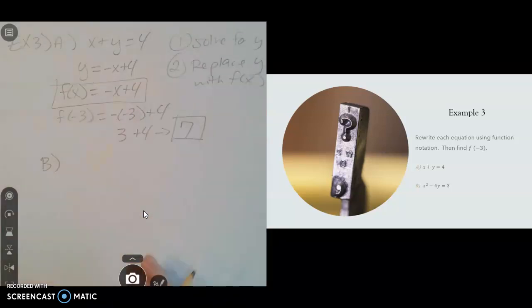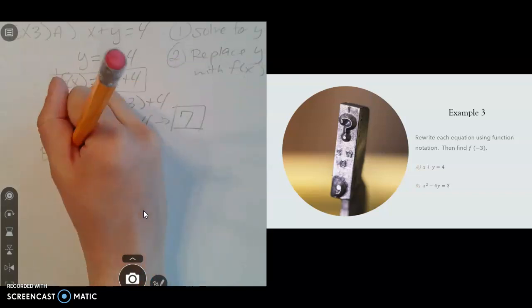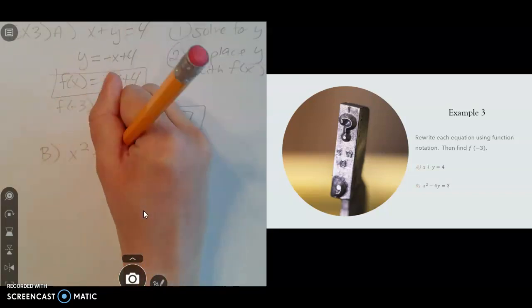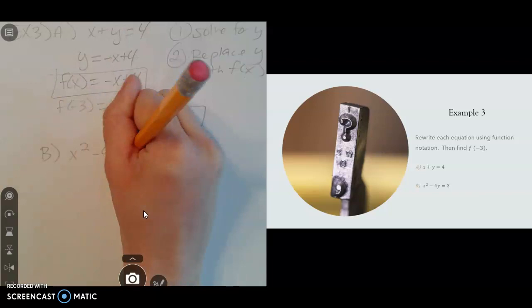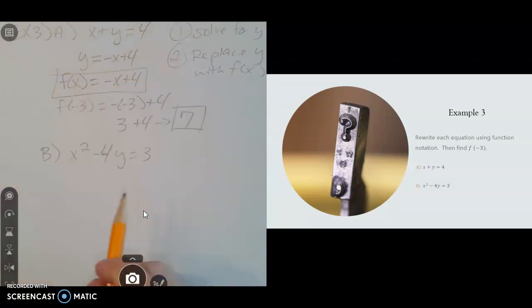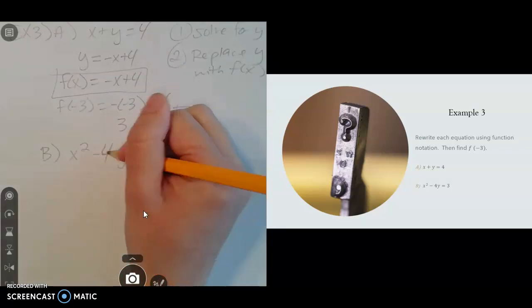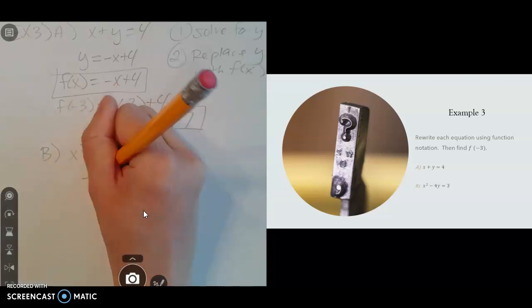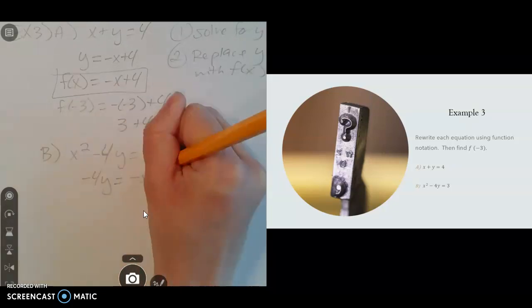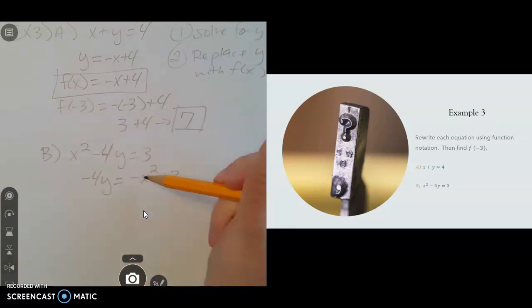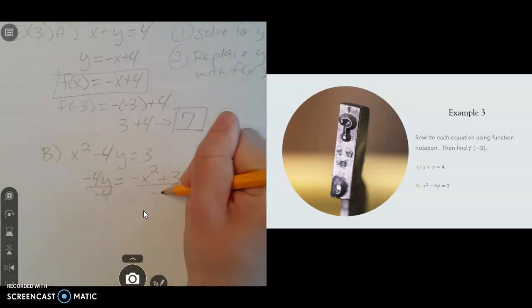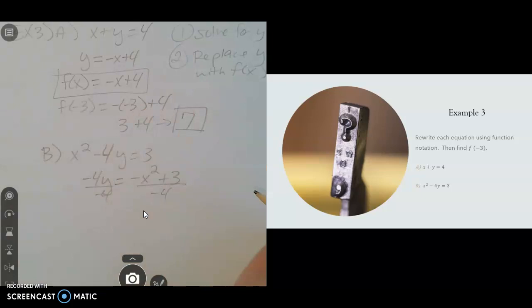All right, next equation I have for you is x squared minus 4y equals 3. Let's get it in function notation first. So we'll solve for y and then replace that y with an f of x. If I want to get y by itself, I'll subtract x squared from both sides. So I'll have negative 4y equals negative x squared plus 3. I'm just writing it in standard form where my highest exponent variable is first. And then I'll divide everything on both sides by negative 4 to get y by itself.